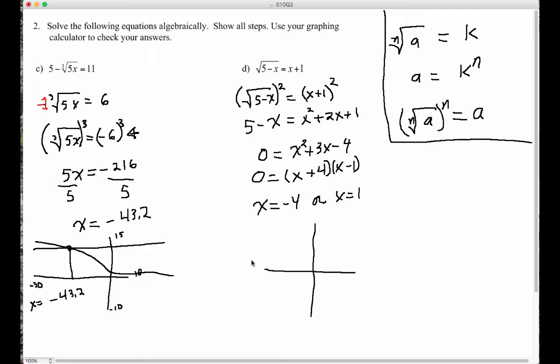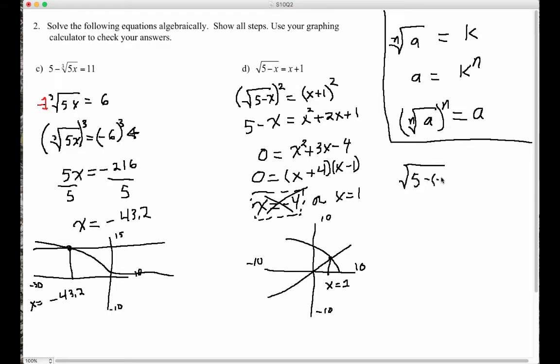So again, making a reasonable copy of this onto our homework sheet, we got a graph that looks something like that, with the point of intersection here at x equals 1. Okay, so let's think about algebraically for a minute. Why is it that this doesn't work? Well, let's plug it back into the original equation. In other words, let's take a look at the square root of 5 minus negative 4 and set that equal to negative 4 plus 1.